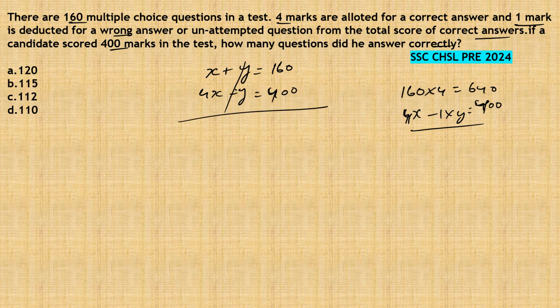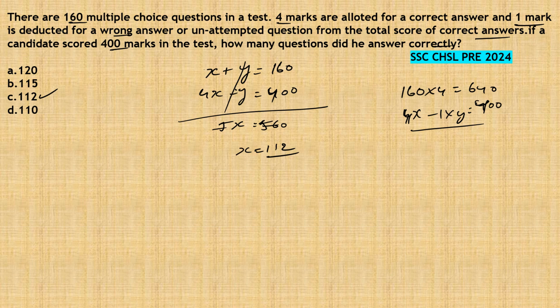Since x plus y is 160, the minus y gets cancelled and you'll get 5x equals 400 plus 160, that is 560. X is equal to 560 by 5, which is 112. 112 questions are answered correctly by him. That is option number C.